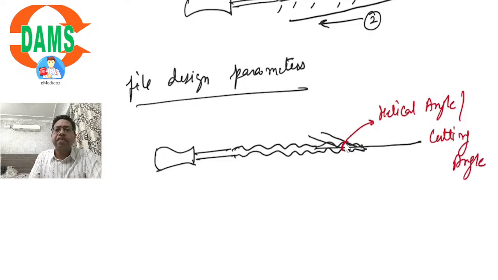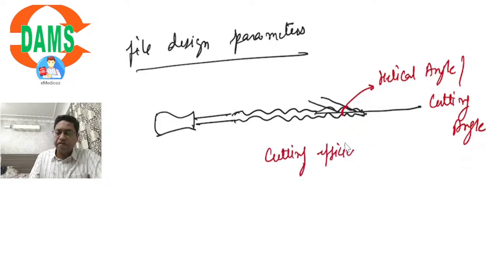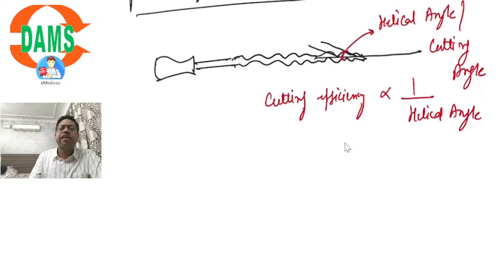There are certain design characteristics of all these instruments. The angle between the long axis and the blade is called helical angle or cutting angle of the file. Okay. Cutting efficiency of a file is inversely proportional to its helical angle. Smaller the helical angle, greater would be the cutting efficiency of the file.